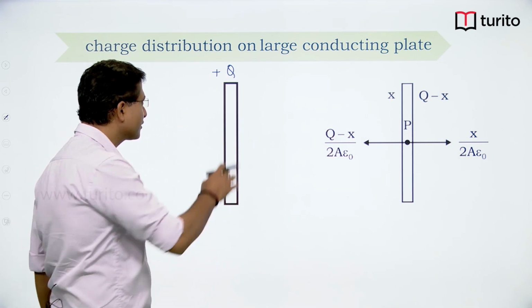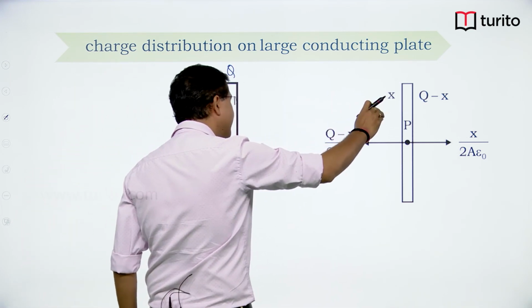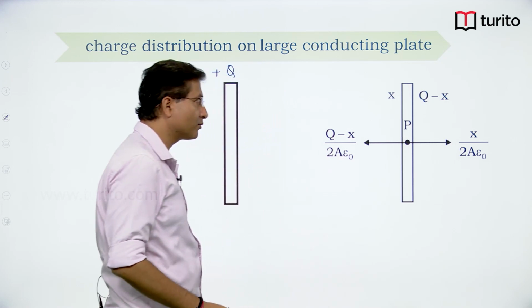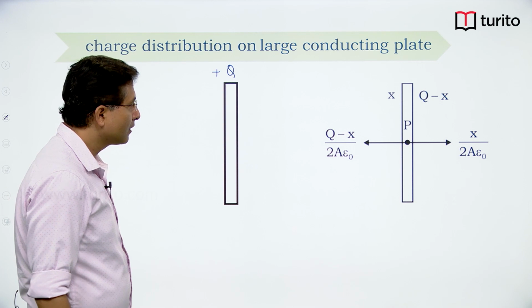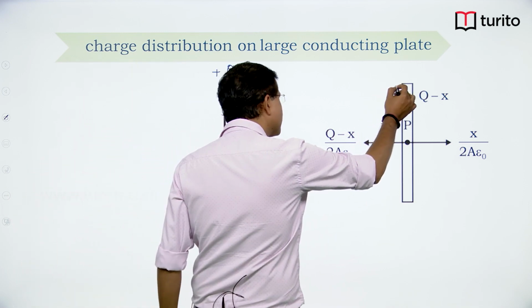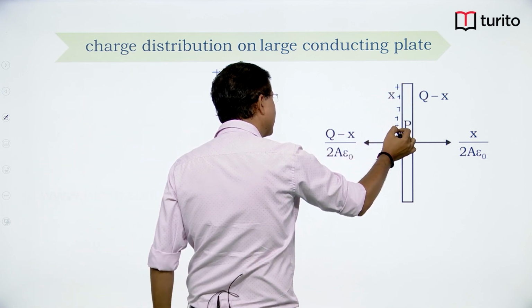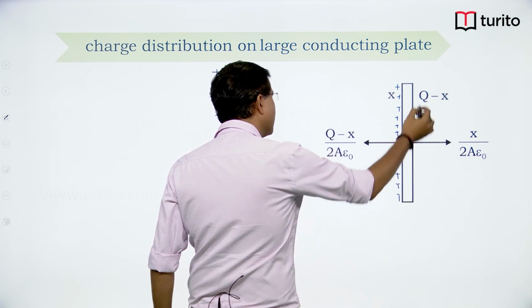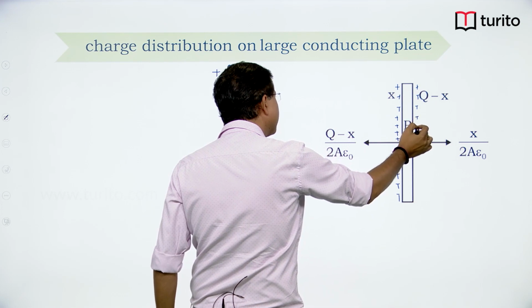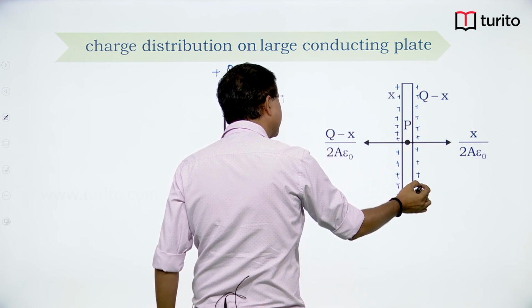So, out of capital Q, say x comes this side and Q minus x comes this side, and we want to find out how the distribution is. So, only one unknown, that is x. Now, because of the charge appearing on this side and the charge on the other side, the net effect at any point inside the plate has to be 0.